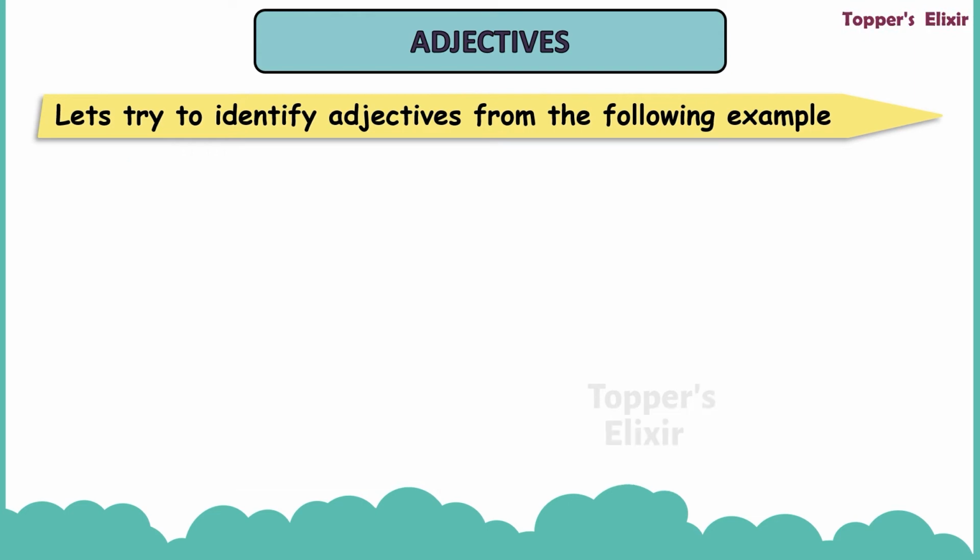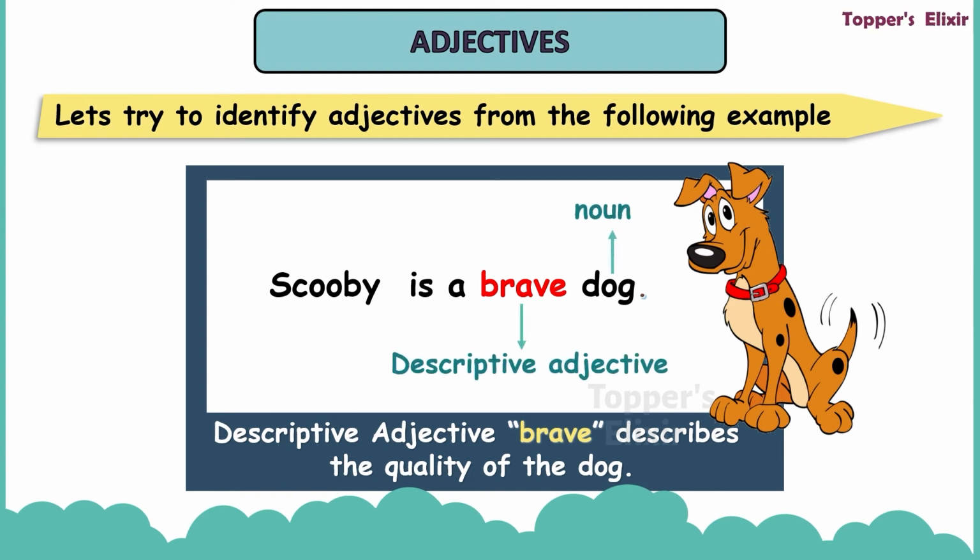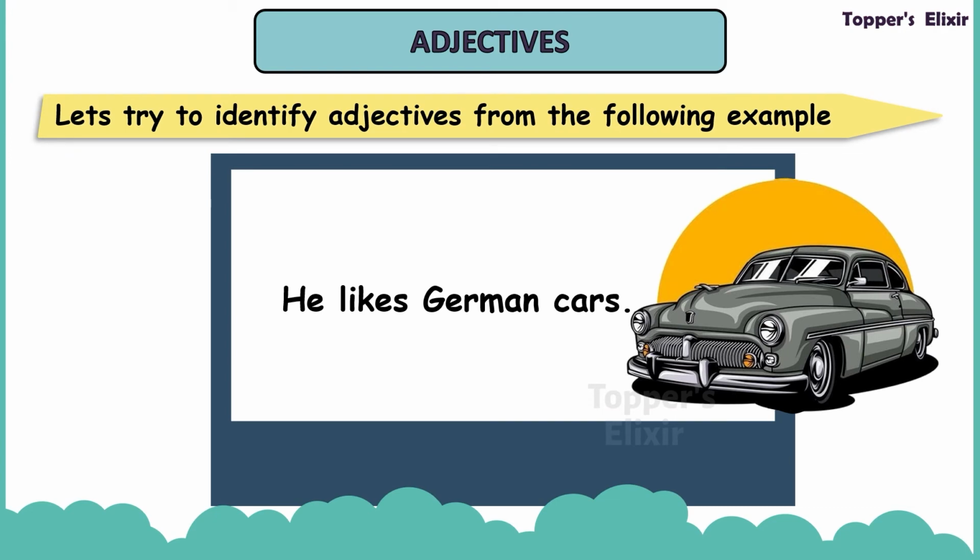Let's take another example. Scooby is a brave dog. Here, the descriptive adjective brave describes the quality of the dog. There are a kind of adjectives that are formed from proper nouns. Like in this example here.